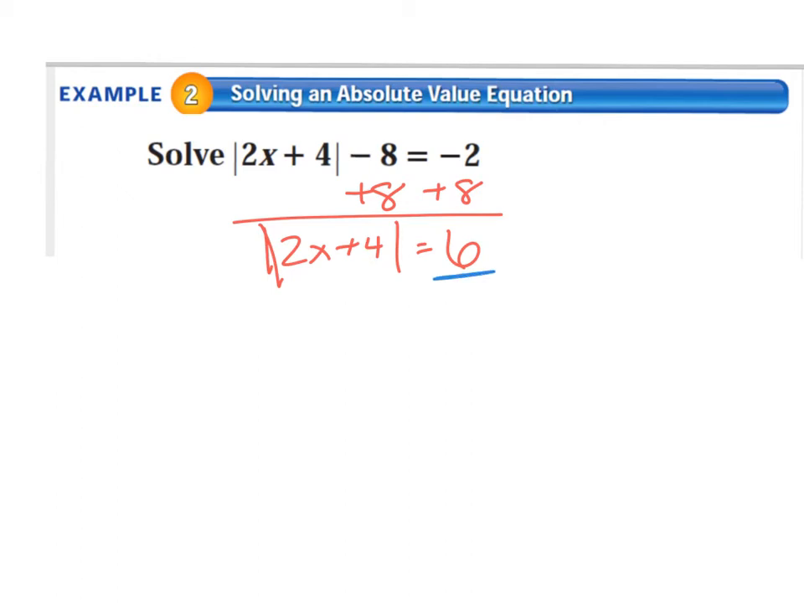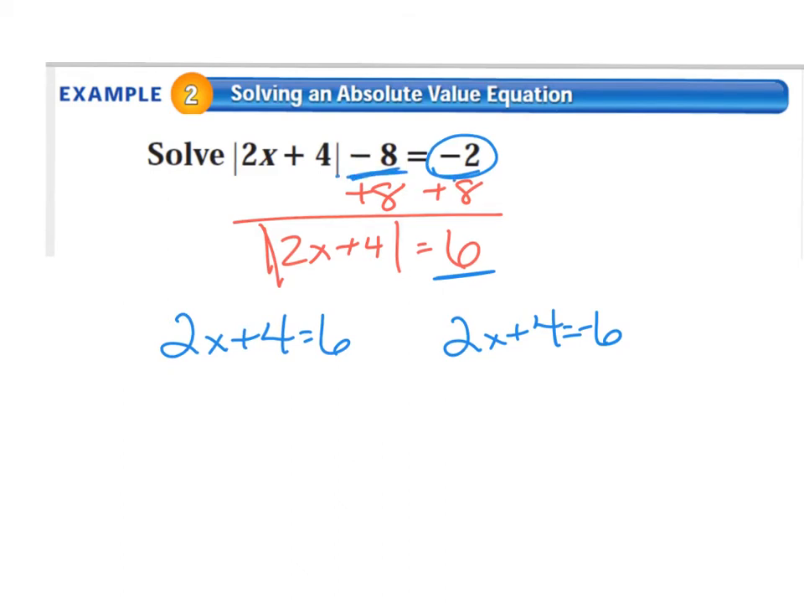Now we have it equal to a positive number. Now we can do it. 2x plus 4 equals a positive 6. 2x plus 4 equals a negative 6. Now we can solve it. I'm not going to take the time to solve it, but you would know how to do it. Do not jump to conclusions right away with this until you have absolute value by itself. And right now, it's not by itself.